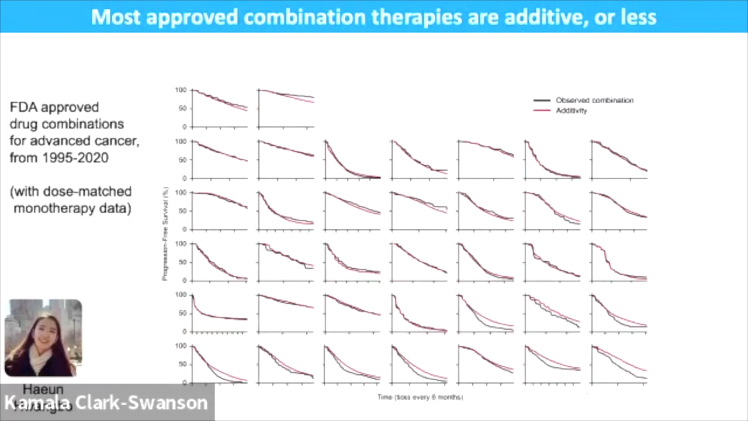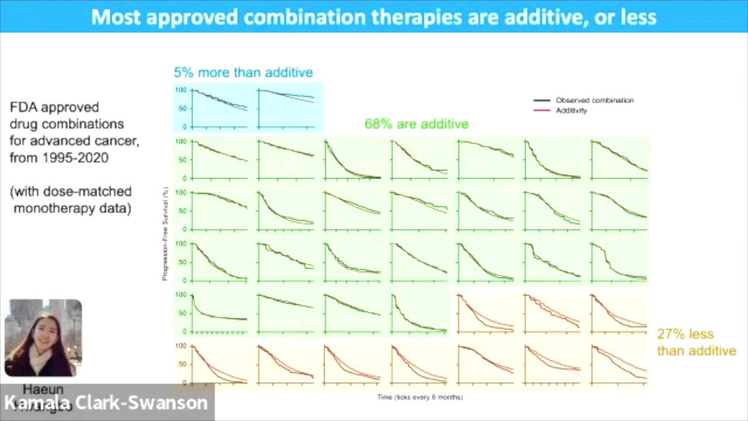So Hannah went and looked at all FDA-approved drug combinations for advanced cancer over a 25-year interval and found all the cases where there were dose-matched monotherapy data. If we don't have monotherapy data, we can't apply the model. So this is 37 different FDA-approved drug combinations, all these Kaplan-Meier curves. The black lines are the clinical trial results. The red lines are the predicted effect of additivity.